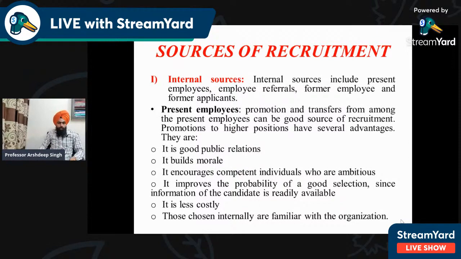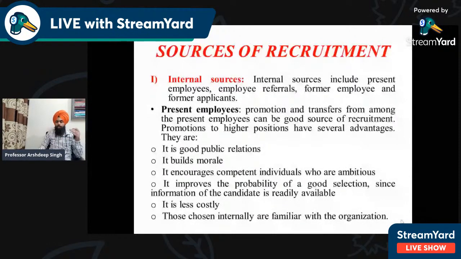Promotion and transfer from among the present employees can be a good source of recruitment. As I have already explained, in the situation when we are not getting any suitable candidate, we can promote the persons who are already working. Okay, so promotion to the higher positions has certain advantages. It is good for public relations, and second, it builds morale.